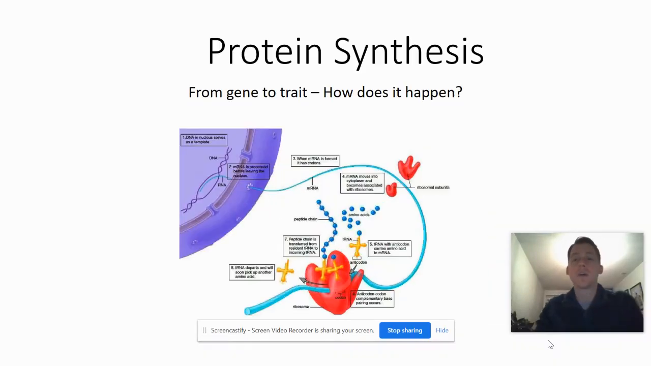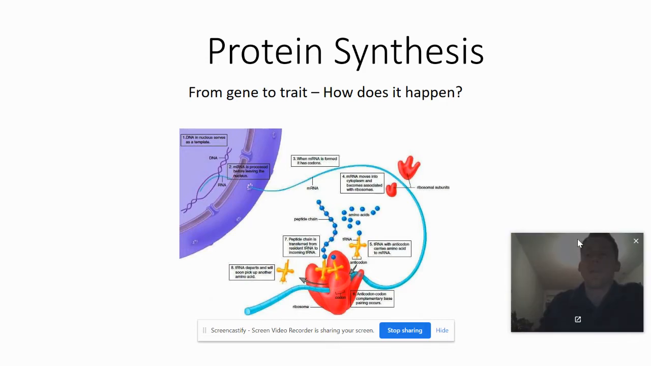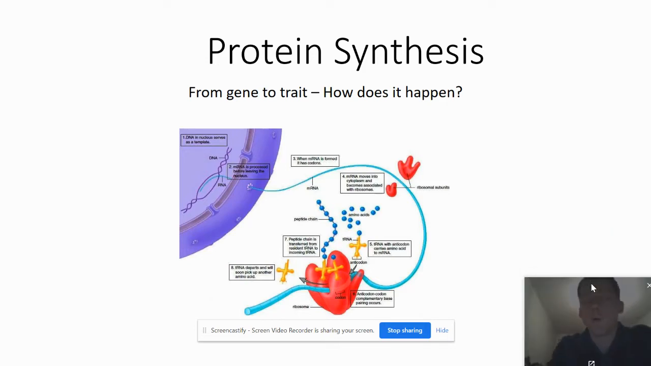Everybody, today we are going to go over the first part of protein synthesis. Basically, we're going to learn how DNA codes for the proteins that make up our bodies. So from gene to trait, from DNA to the things that appear like our hair color, our eye color, our height, whatever, how does it happen?